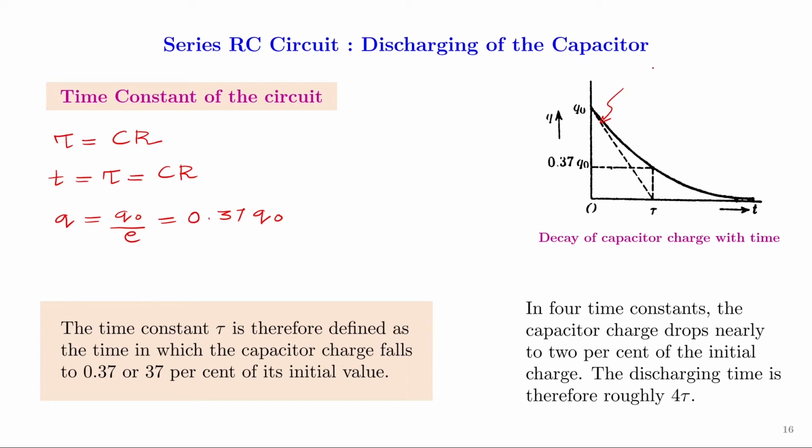This shows the discharge curve of the capacitor, where this function is mathematically q equal to q0 times e raised to minus t over CR. And this point is 0.37 times q0. When we extend this line to intersect the curve, and then drop it to the x-axis, what we get is τ.